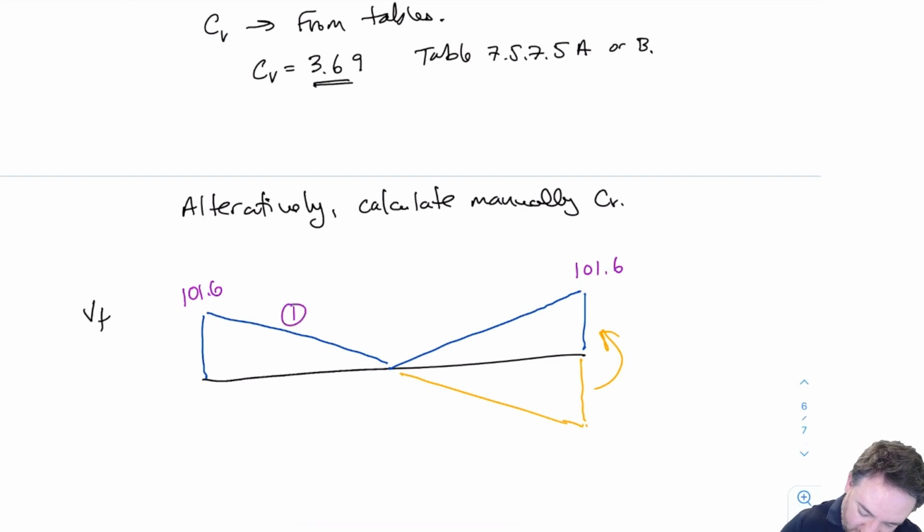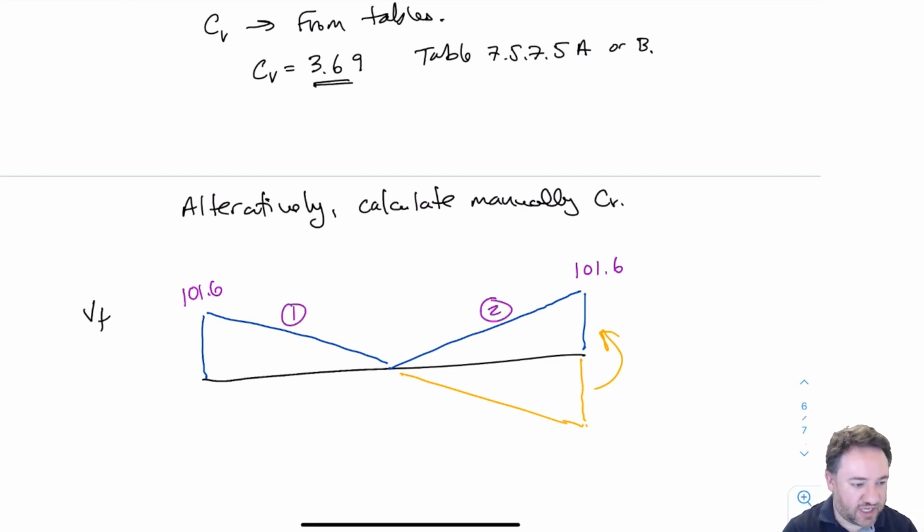And I have segment 1 here and segment 2 here. And these two segments are the same. So I'm going to get the same value for G from both of them. So I only have to calculate one.